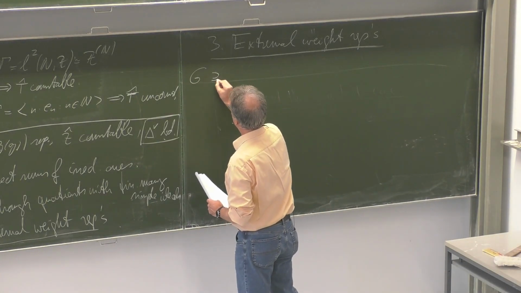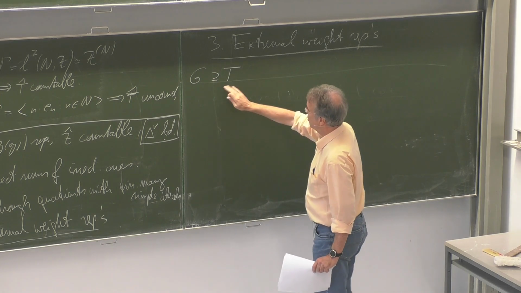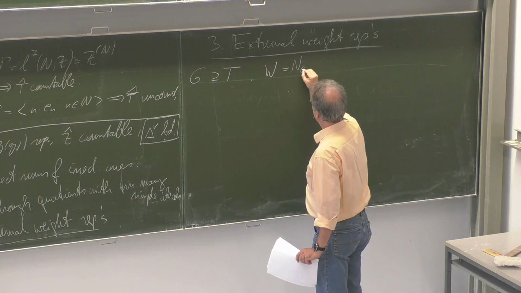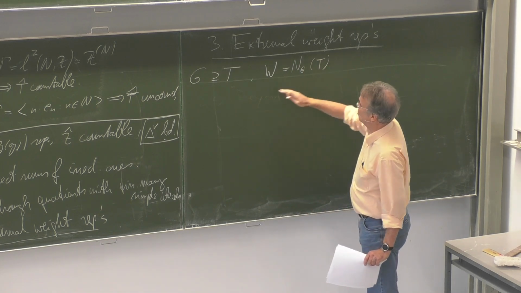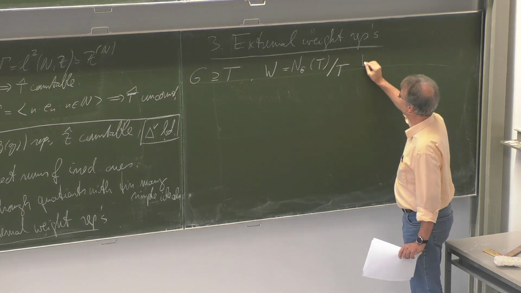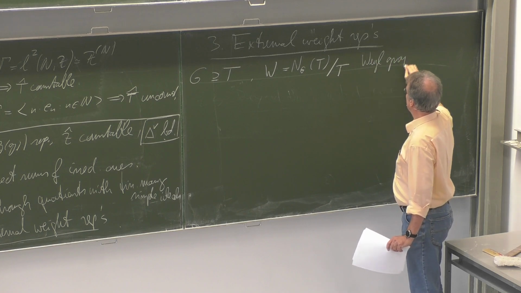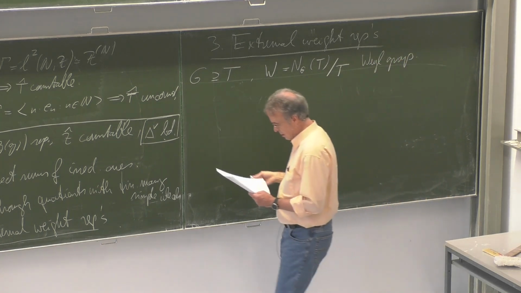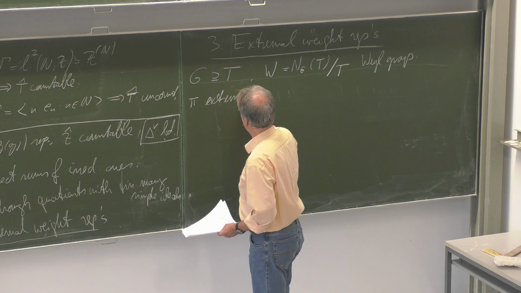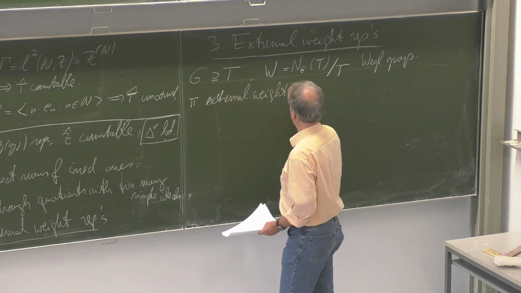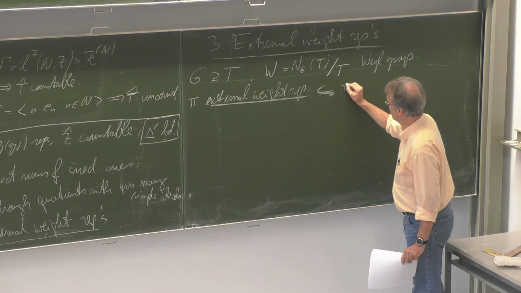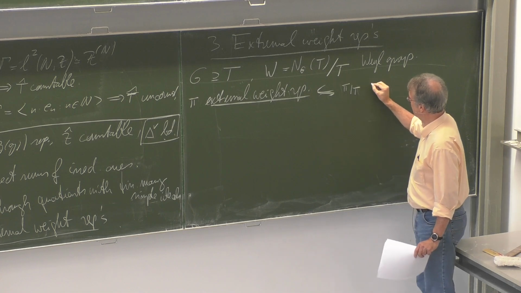So what we need to deal with them is, first of all, the maximal torus. And then we also have the Weyl group, which is the normalizer of the torus, which contains the torus as well, and then I divide out what does nothing on the torus, of the Weyl group. And I can say that pi is an extremal weight representation if the following is true. I want that the restriction of pi on T is discrete.